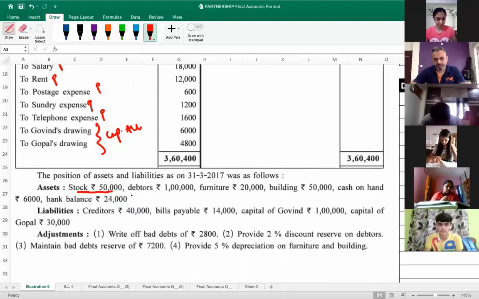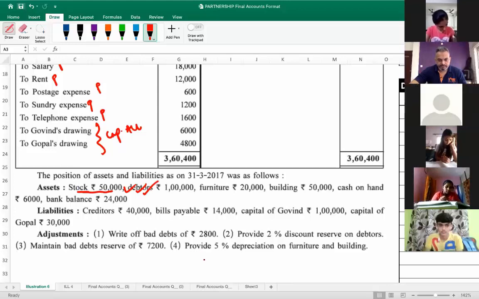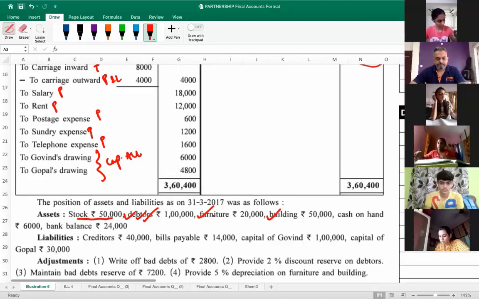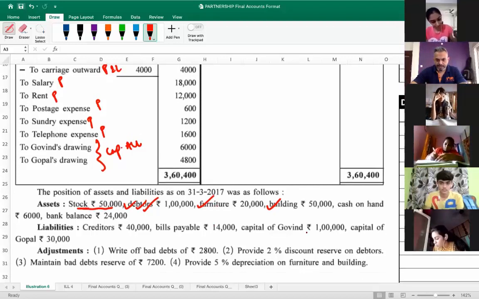Okay, obviously यहाँ पे हम A और N लिखते नहीं है because दिया ही है कि ये assets है और ये liabilities है. Now adjustment, write off bad debts 2,800, so you tick debtors. Provide 2% discount reserve on debtors, so you tick debtors. Maintain bad debt reserve 7,200, so you tick debtors. Provide 5% depreciation on furniture and building. Furniture tick, building tick. Capital भी दिया है, गोविंद का 1 lakh, गोपाल का 30,000.